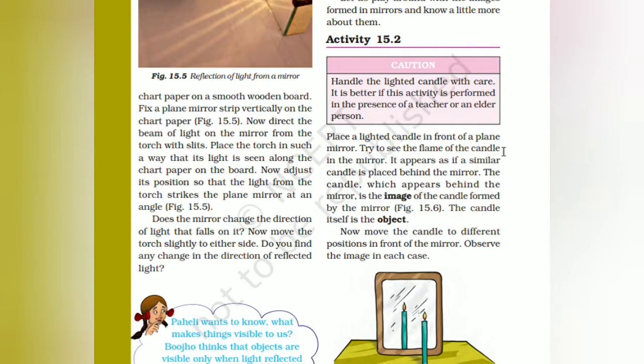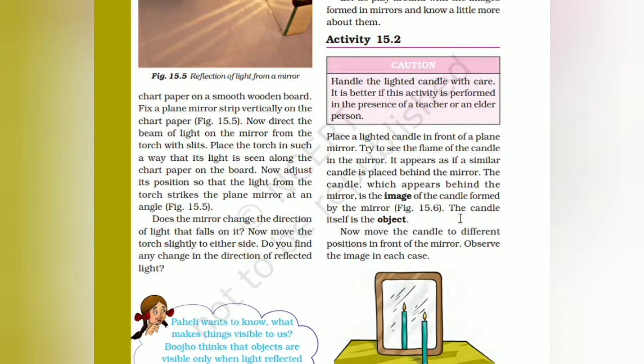Place a lighted candle in front of the plane mirror. Try to see the flame of the candle in the mirror. It appears as if the mirror candle is placed behind the mirror. The candle which appears behind the mirror is the image of the candle formed by the mirror. This candle itself is the object.